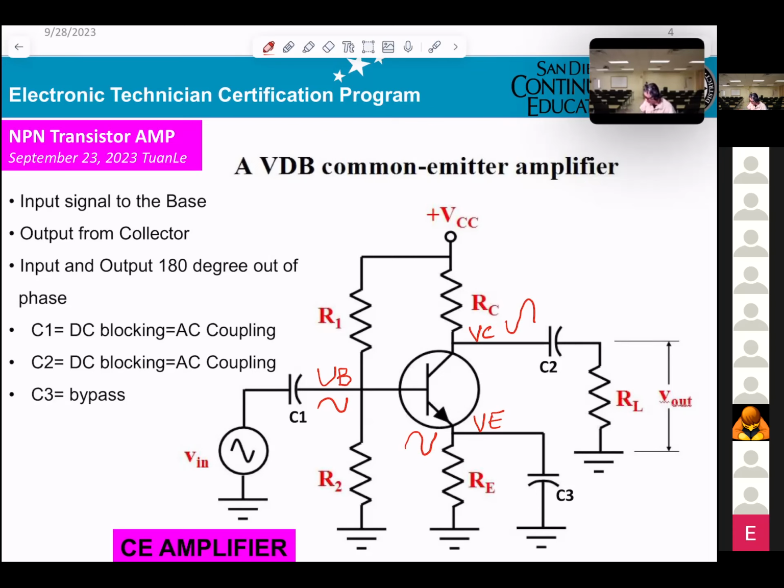So that means the current IE. Remember, if we're using capital, that's the DC current. If we're using a lowercase letter, that will be AC. So capacitor C3 will be shorted for AC. That means it looks like just a wire. So the current IE will be shorted to the root. Okay? It does not go to RE.